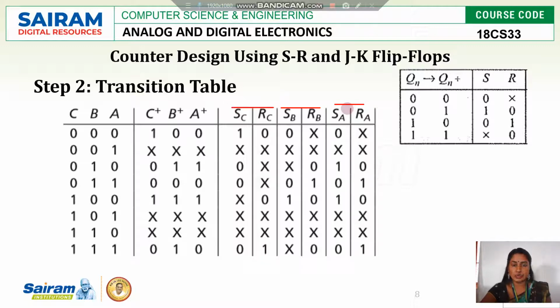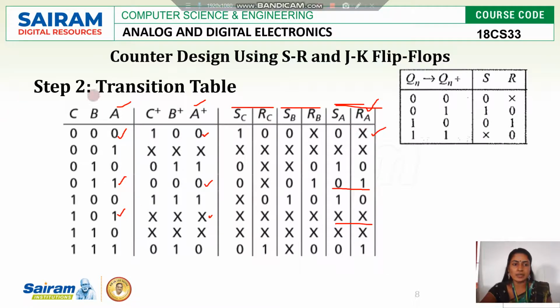Here we have two inputs, no? Same way for RA, I will check. For SA and RA, I will check A and A plus. Okay, so we'll see few samples. 0 and 0. 0 and 0 means S is 0, R is X. Correct. Okay. Then another one, 1 and 0. 1 0 means 0 and 1. It's right. One more I'll check. 1 and X. If there is any X, then the output will be X only.